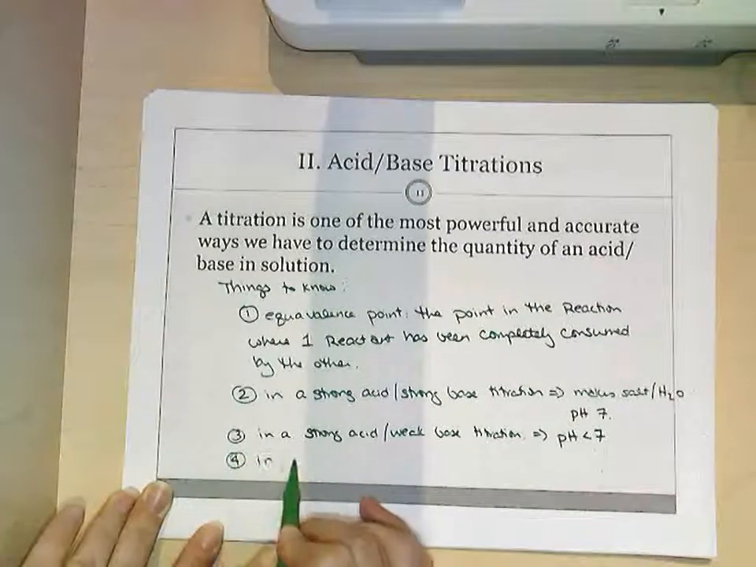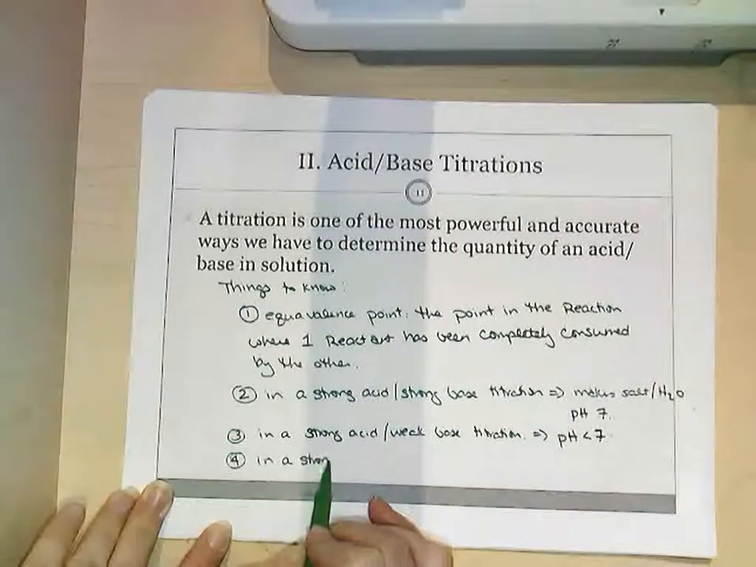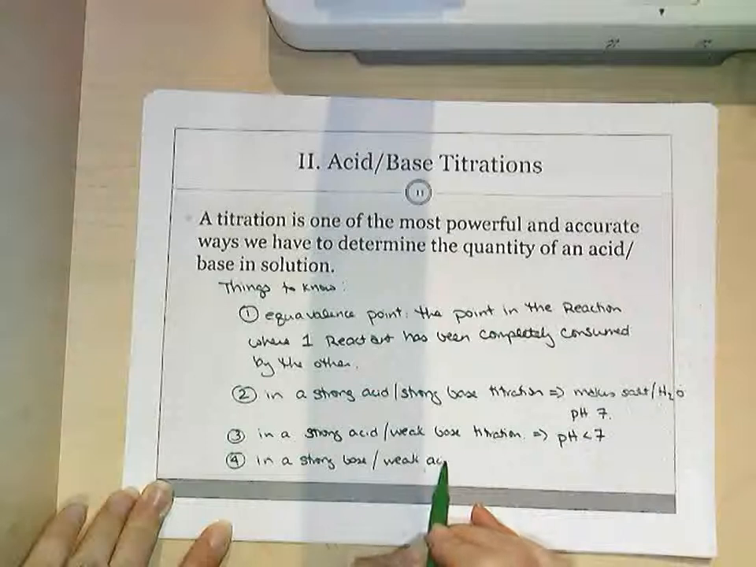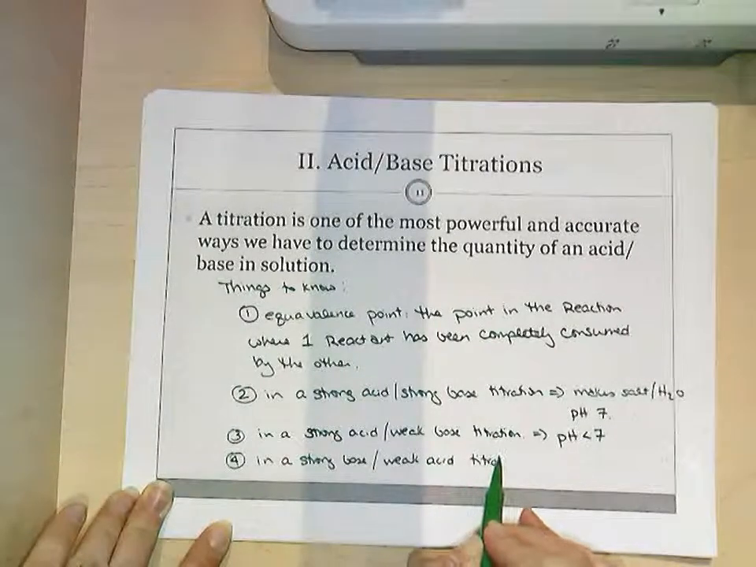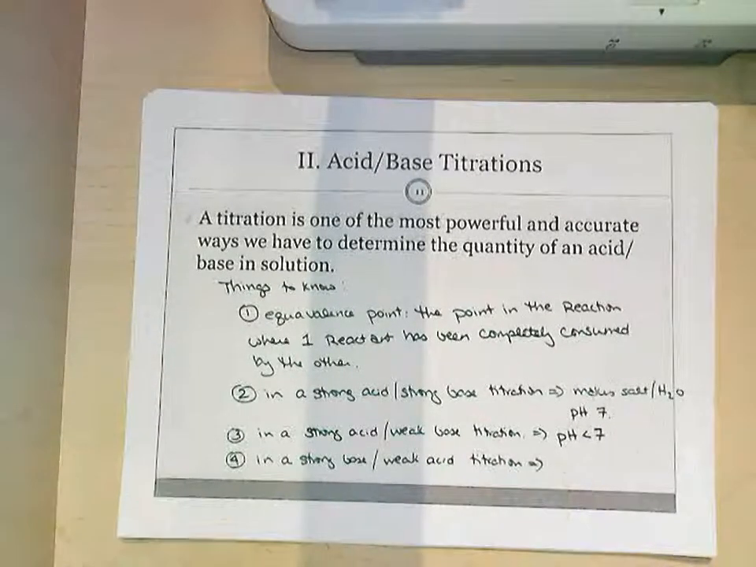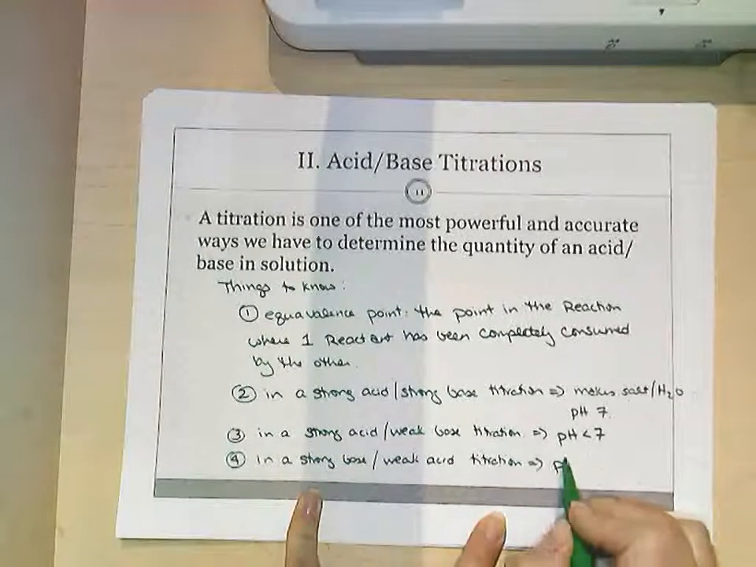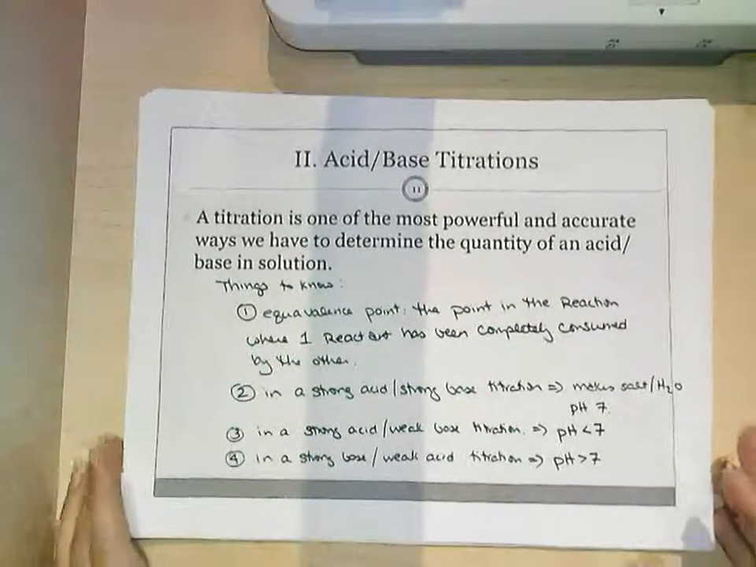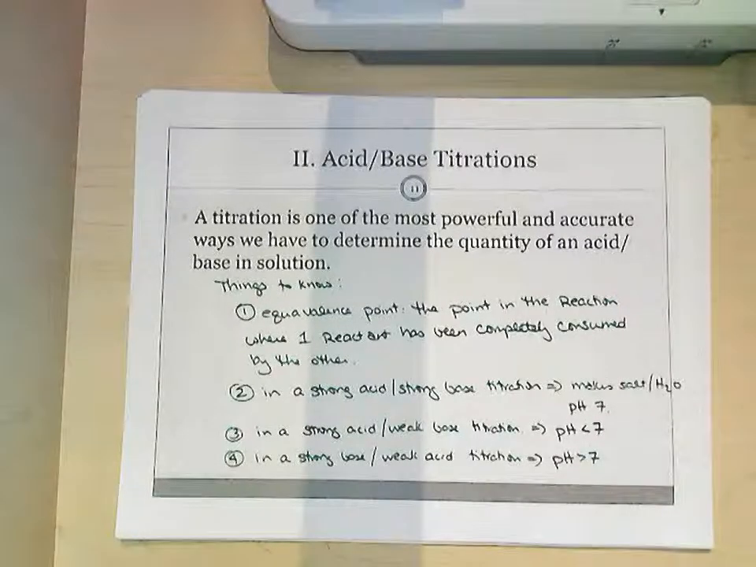So in the third and final case, let's say I have a strong base reacting with a weak acid. Would I expect the pH to be less than 7, equal to 7, or greater than 7? All right, so if we know those points for different types of reactions, let's go ahead and take a look at each one of these cases.